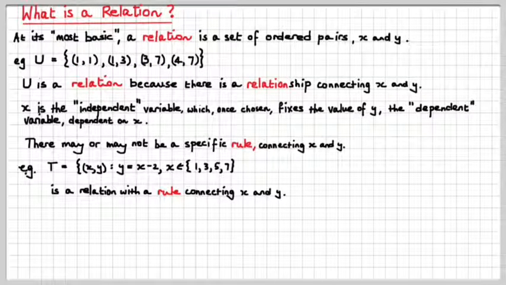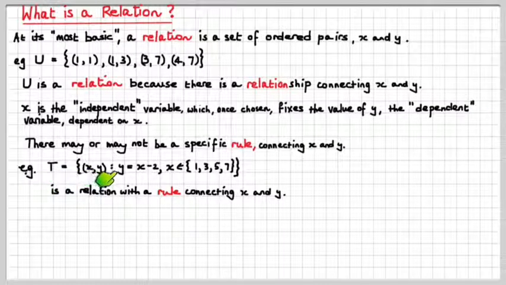Now, here's an example of one where there is a rule connecting x and y. This is Mr. T. T is a relation. We've got these ordered pairs, x and y. So let's just put it all out in an English sentence. T is the set of numbers, curly brackets, the set of numbers x and y such that y is x minus 2, where x is an element of the set {1, 3, 5, 7}. There should be another curly bracket there. I'll just abracadabra it in a moment. Abracadabra, and there it is, okay?